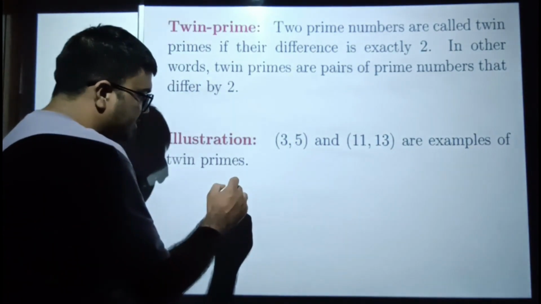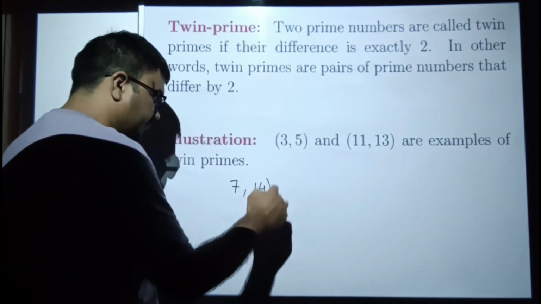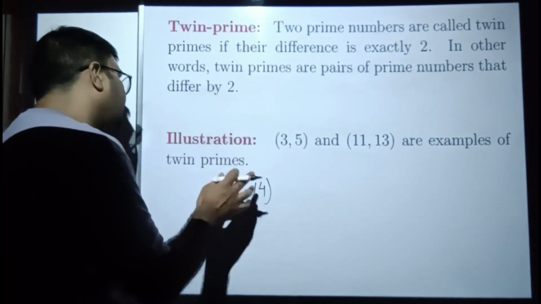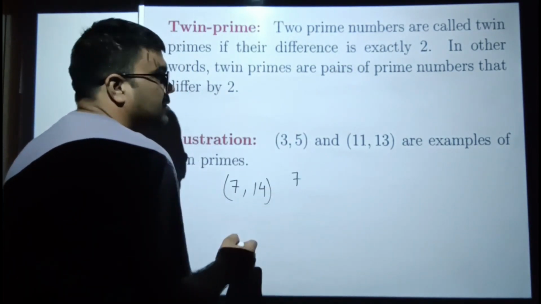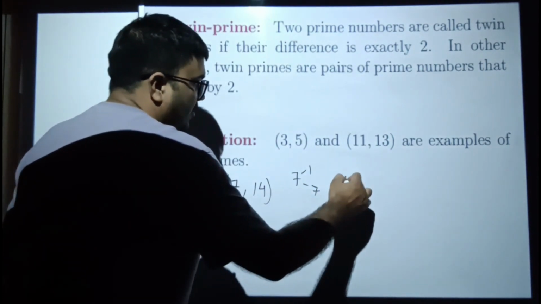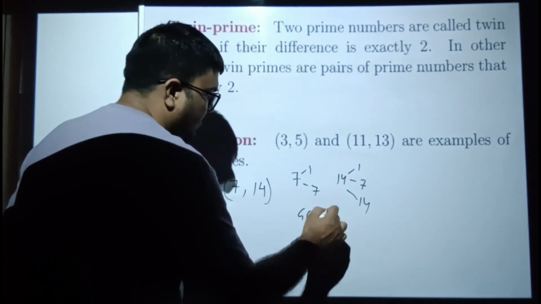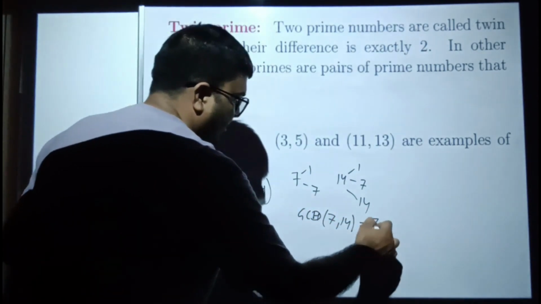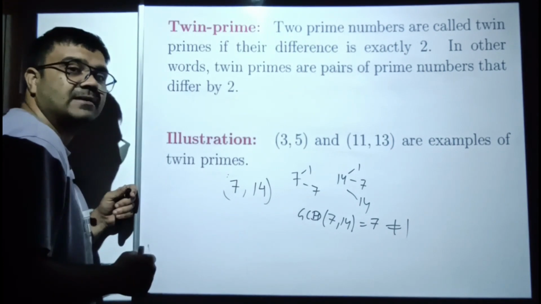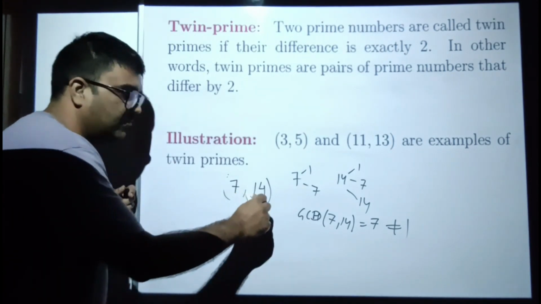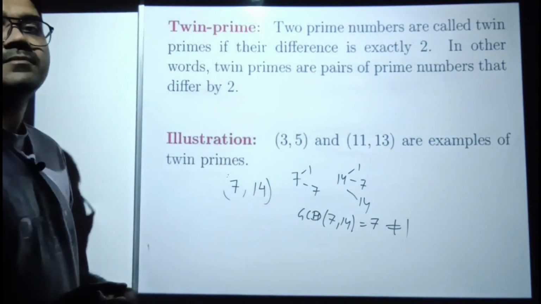Suppose I am talking about the numbers 7 and 14. I am not talking about twin primes, I am talking about co-prime numbers. Are these two numbers co-prime? You will say no, because 7 has factors 1 and 7, and 14 has factors 1, 2, 7 and 14. The GCD of 7 and 14 is 7, which is not equal to 1. So 7 is prime, 14 is composite, but 7 and 14 are not co-prime numbers.